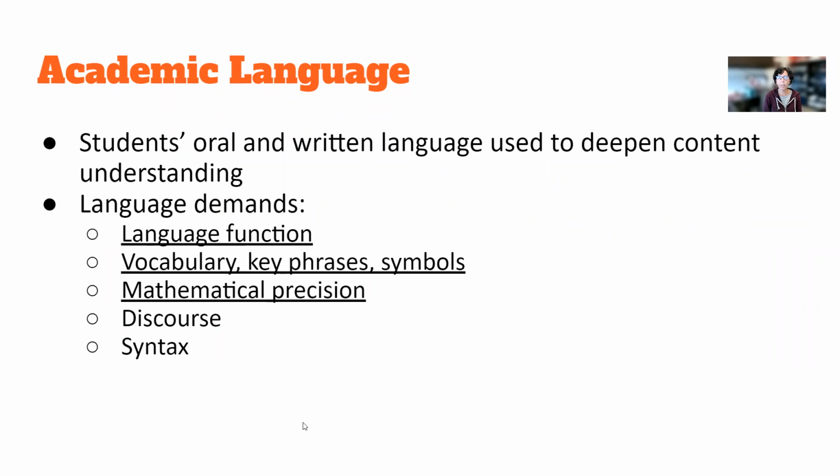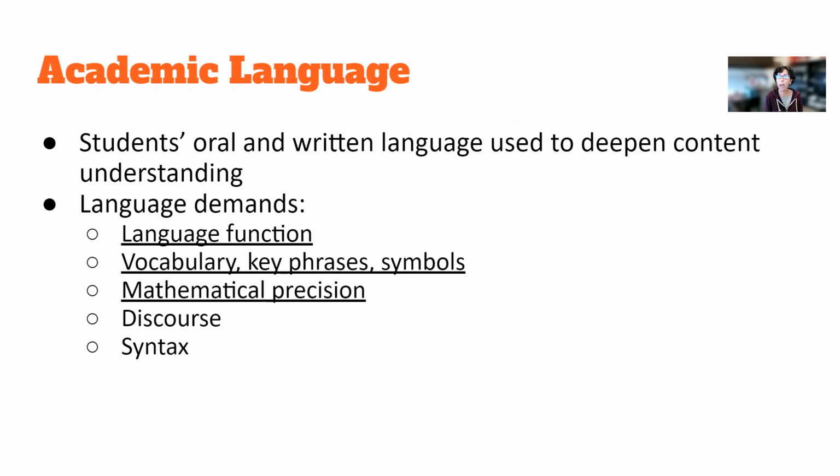So we define academic language as students' oral and written language used to deepen content understanding. There are 5 components of academic language that we call language demands. We have the language function, vocabulary, key phrases and symbols, mathematical precision, discourse, and syntax. The first 3 are underlined because those are language demands that EdTPA is going to look for within every unit, okay? Discourse and syntax, you're gonna choose one of those.